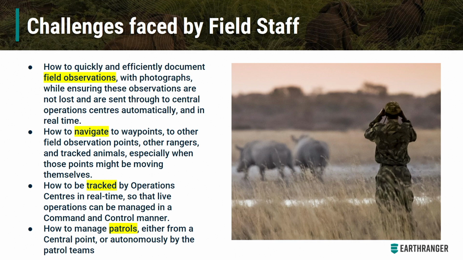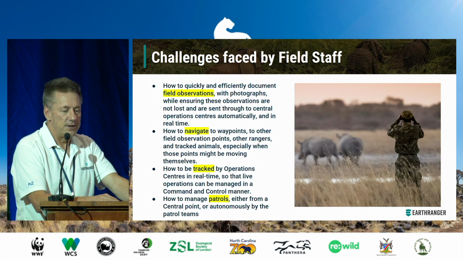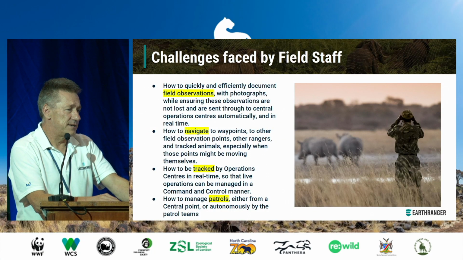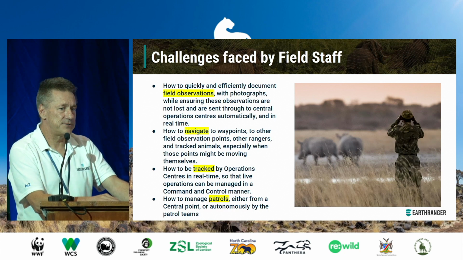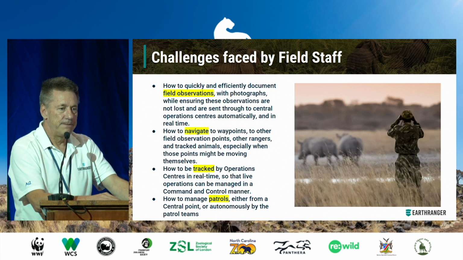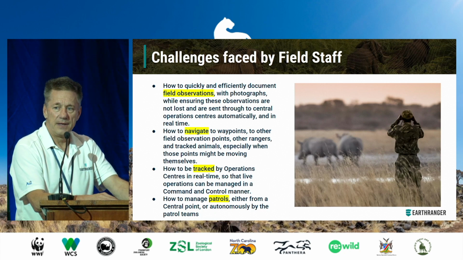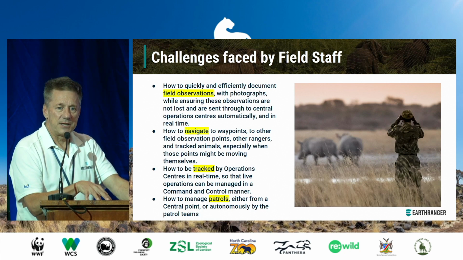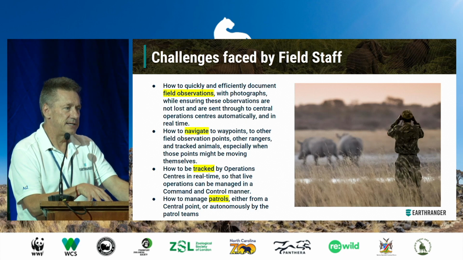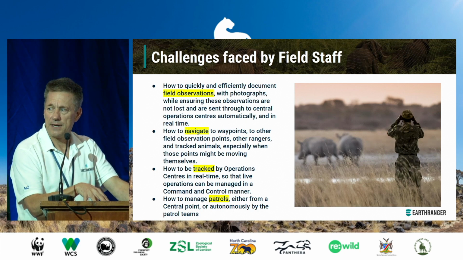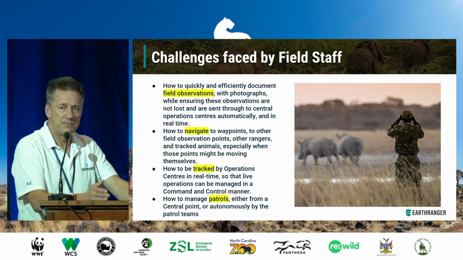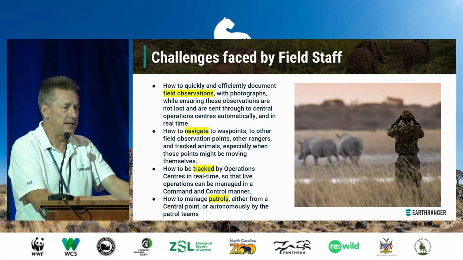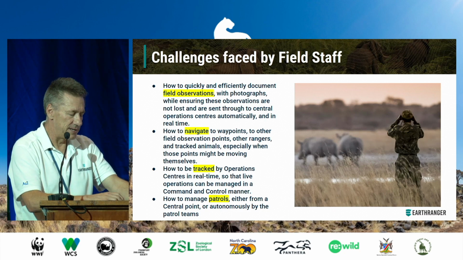The second point is, how do you navigate in the field? So how do you get from A to B or to another person? Thirdly, how do they get tracked from a central place, whether it's an operations room or otherwise? And how do you manage those patrols? Now, there's a huge overlap here with SMART, and certainly, like I said again this morning, I don't want to look at moving any system out of the way, but if you are using EarthRanger, these are some of the capabilities.